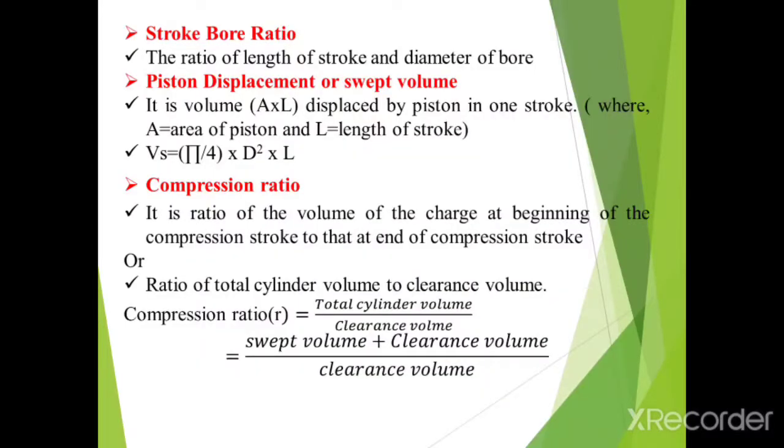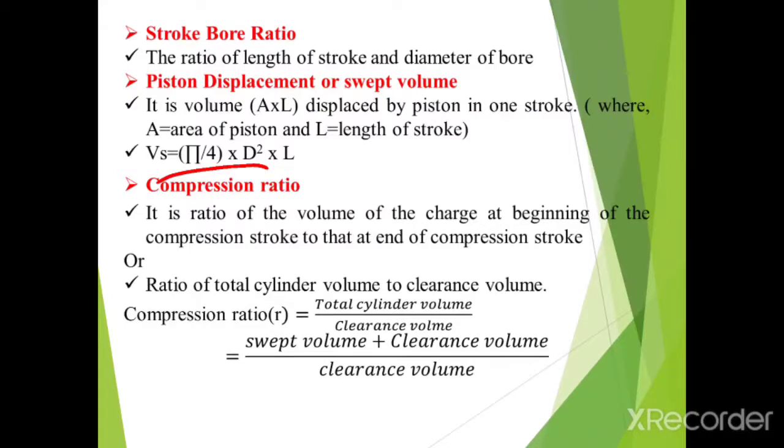As we know, when we calculate the volume of any object, the basic formula is area into length. As this engine has a cylindrical shape, the area of the cylinder is pi by 4 into d square. So here, swept volume is pi by 4 into d square into L.